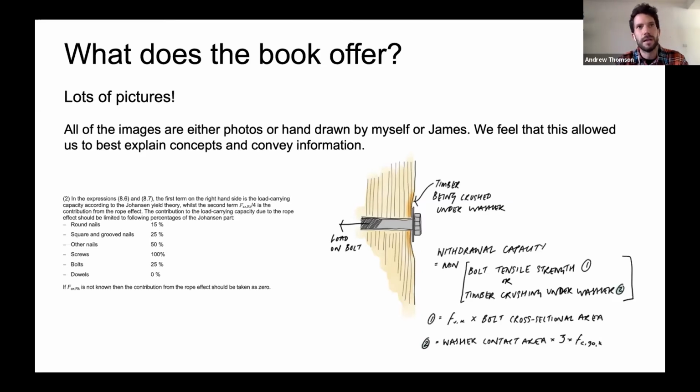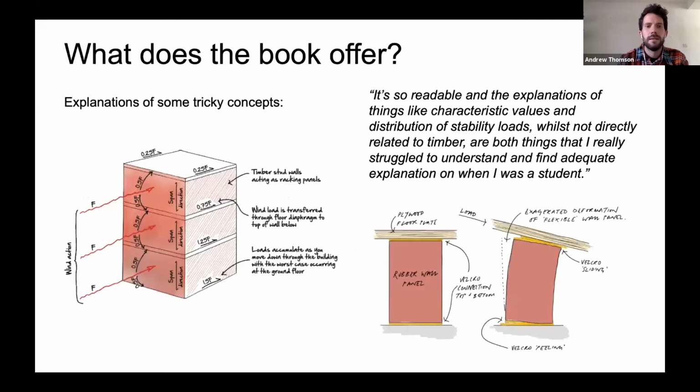Just as an example, this is an excerpt on the left from Eurocode 5, which is the only information you really get about something called the rope effect, which is where bolted connections are dragged through a connection. It's a dry bit of text and it doesn't really explain what it is, whereas in the book we've been able to include a graphic which actually shows how the timber is crushed, what you're calculating when you're calculating the capacity of a connection like that.